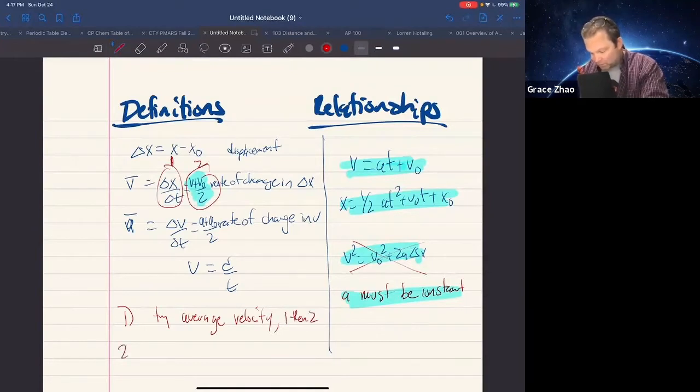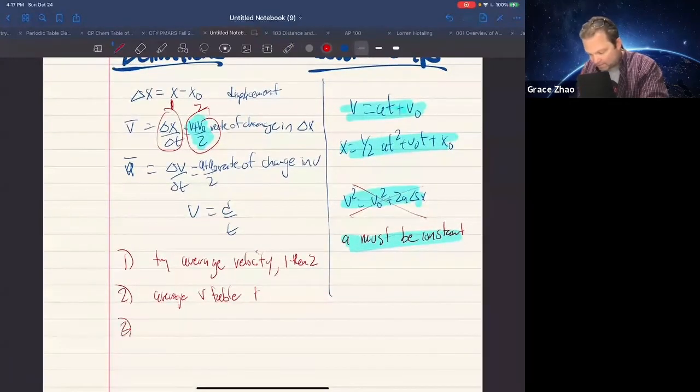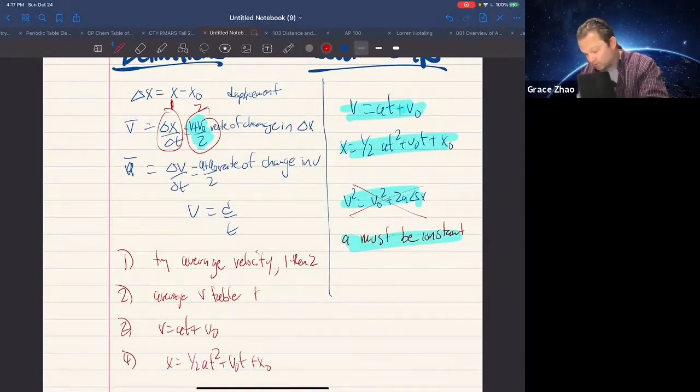And if that doesn't work, use something called the average velocity table, which I will teach you here today. And the third thing to try is v equals at plus v0. And the fourth thing to try is x equals 1/2 at squared plus v naught t plus x0. If you can't solve the problem using those four, then you've done something wrong, because that's everything.